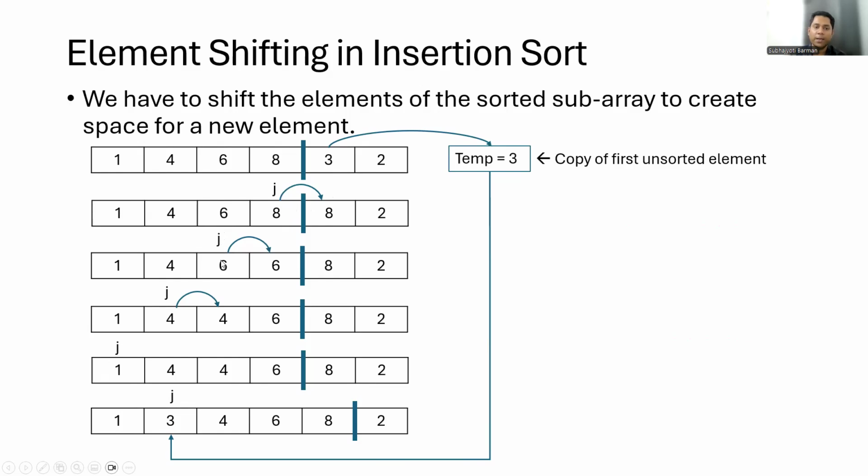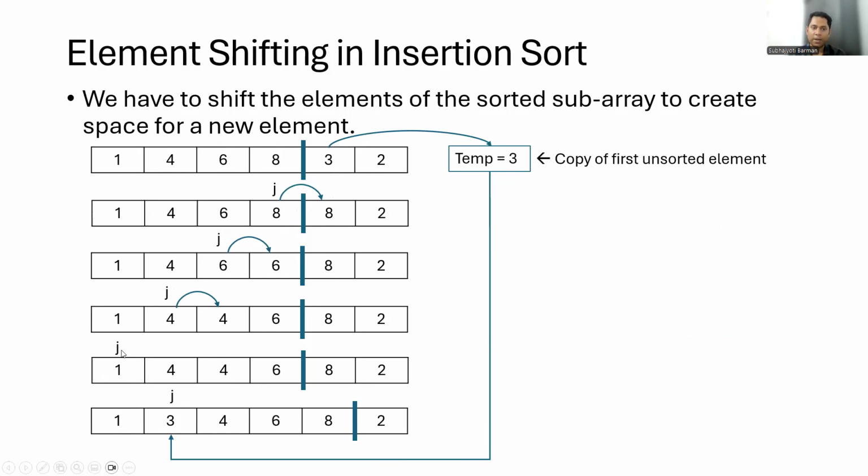So the next element is 6. 6 is also greater than 3. So what do I have to do? We have to shift this element to the right hand side. Then the next element is 4. 4 is also greater than 3. So again, one shifting is required.